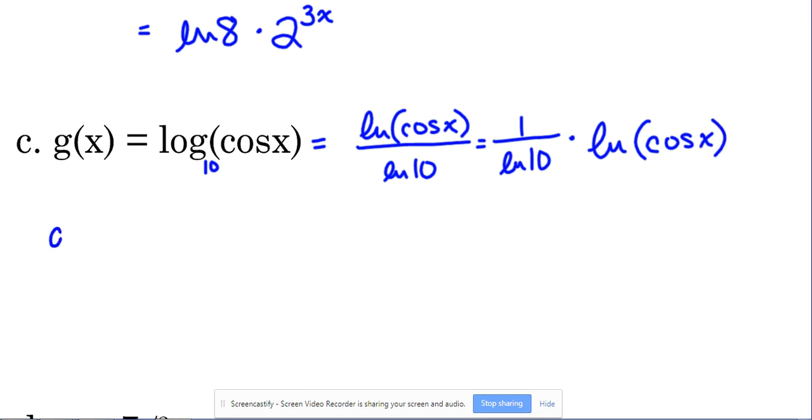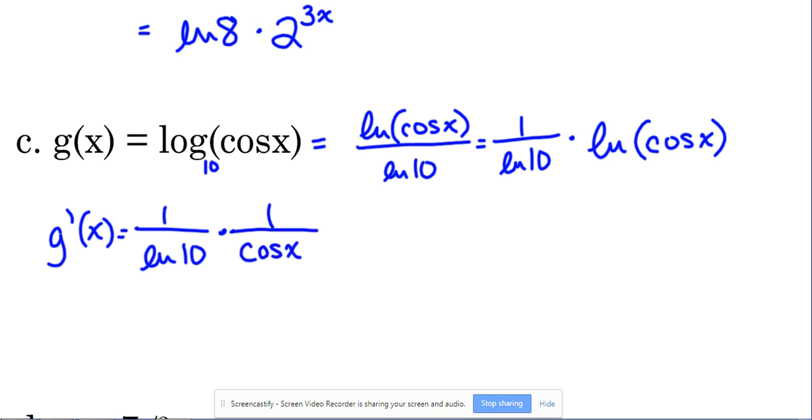So let's apply our derivative rule. 1 over the natural log of 10 is a constant times the derivative of the natural log is 1 over what's inside the natural log times the derivative of what's inside the natural log. So the derivative of cosine is sine. Now, how can we simplify this? What's sine over cosine? It's tangent. So you will probably see the answer like this.